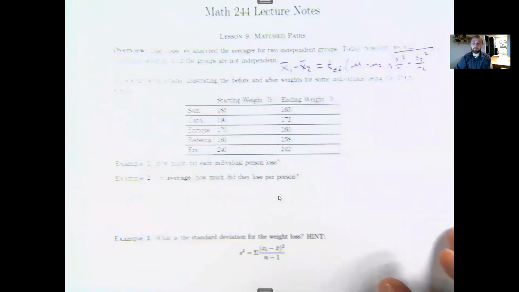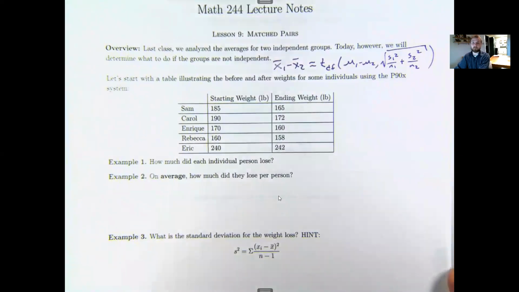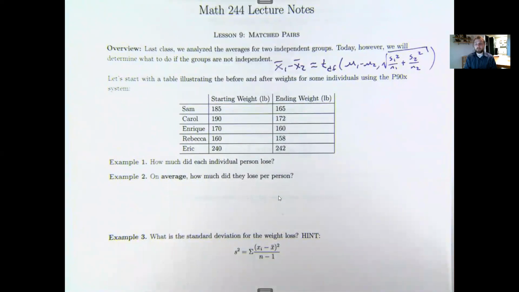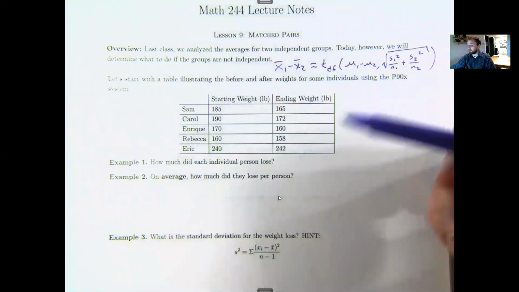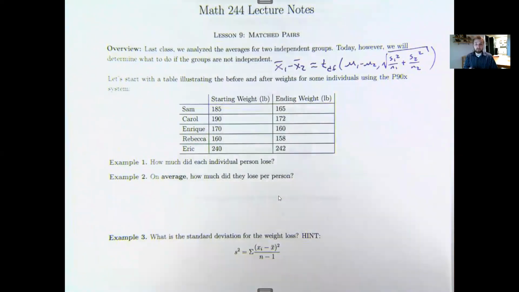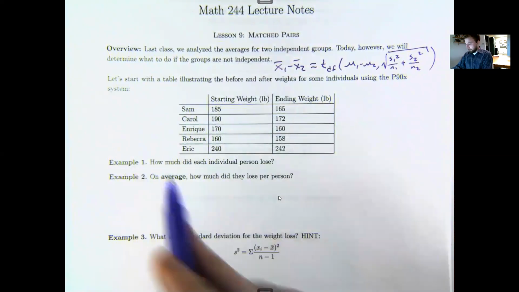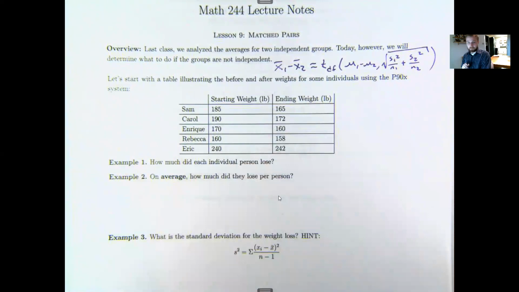into one there. Today we're going to consider situations where they're not independent, and in fact there's something that links them together. So for example, these are the same people with their starting weights and ending weights for P90X. And this first page is just going to analyze this single group of people to see what's going on. So first thing I want to know, how much did each person lose?